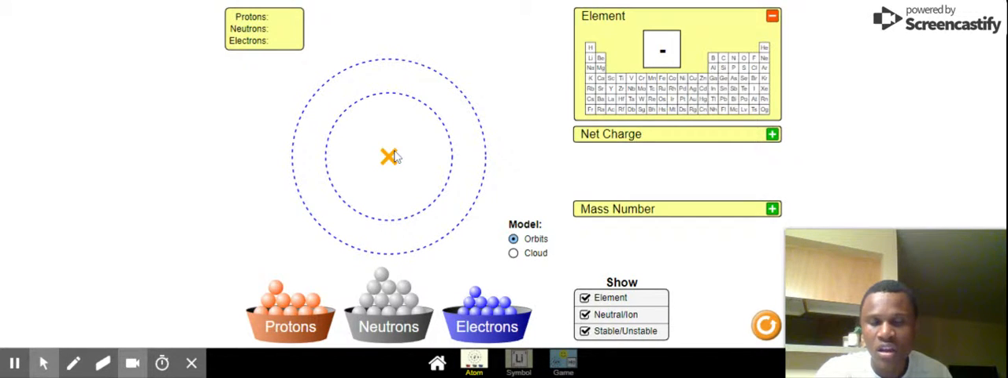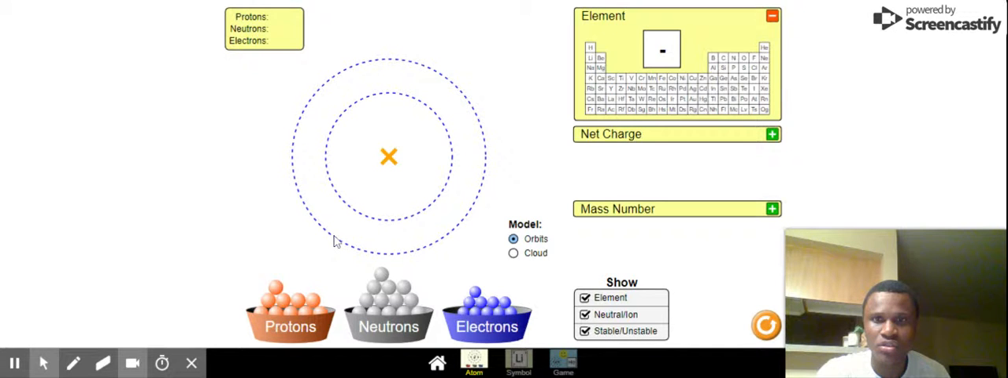So with this model, I want you to picture a ball at the center of a football field, for example, or a ball at the center of a soccer field or a soccer pitch. So the ball will be the nucleus, and where the supporters or where the audience is sitting will be the orbit.